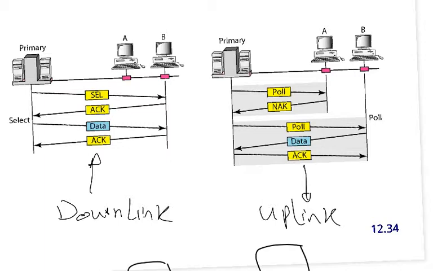So in polling, the primary node will always poll or select a node for receiving or sending any data. So in the case of downlink, I use the select signal. In the case of uplink, I use the poll signal. Okay? Easy?